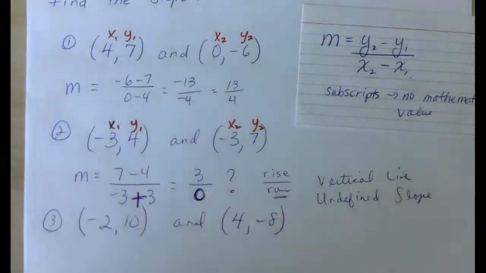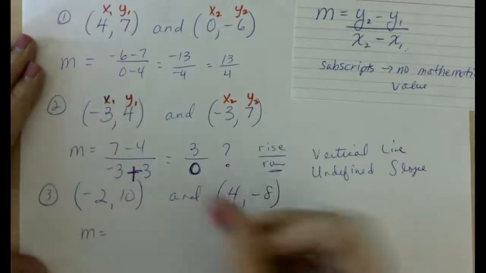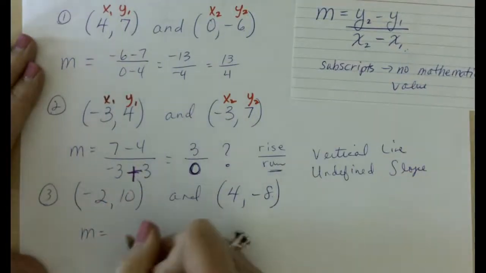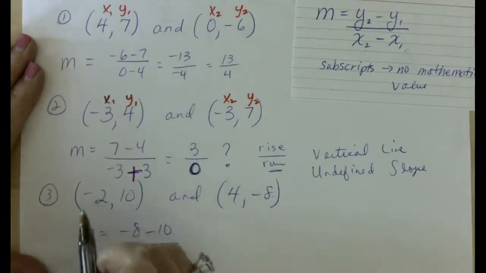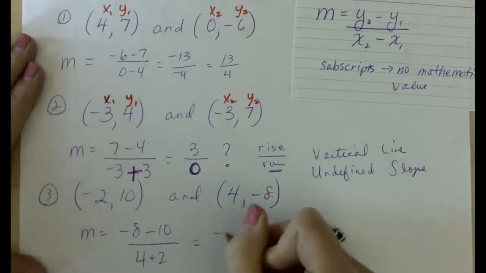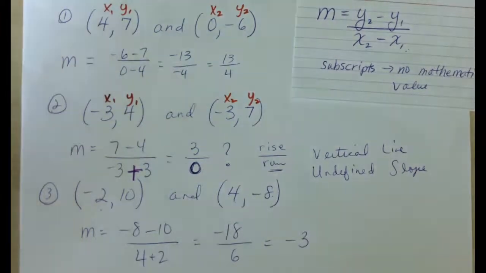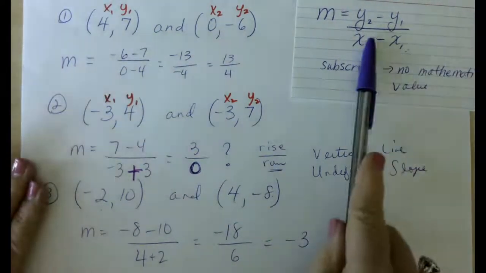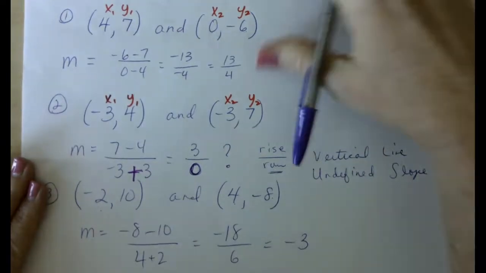So number 2, 0 is on the bottom. The slope is undefined. Number 3, we're finding the slope. y2 minus y1, negative 8 minus 10 over 4 minus negative 2. That's 4 plus 2. That is negative 18 over 6. That is equal to negative 3. That's how we find the slope. This is the slope formula. You must know it.